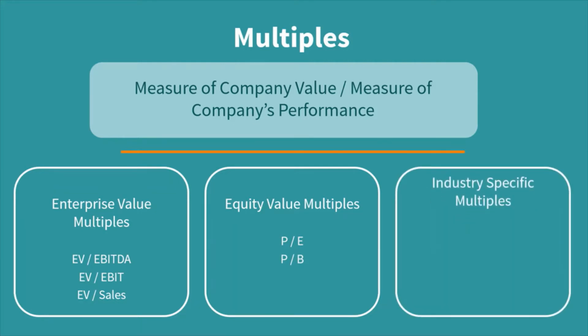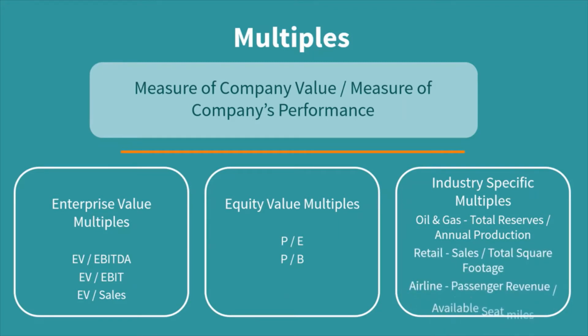And finally, there's industry-specific multiples. These can be for oil and gas, where you look at something like total reserves over annual production. For retail, you might look at sales over total square footage. And finally, for airlines, you might use passenger revenue over available seat miles.